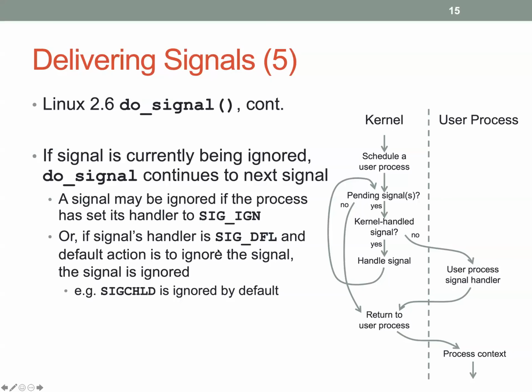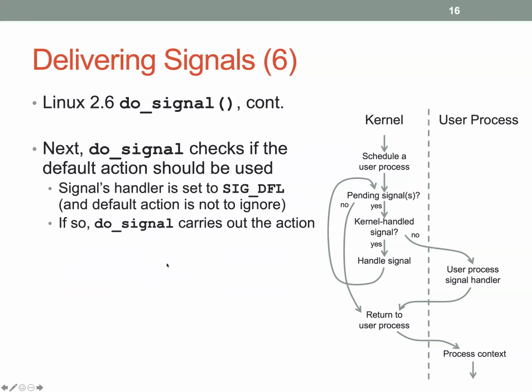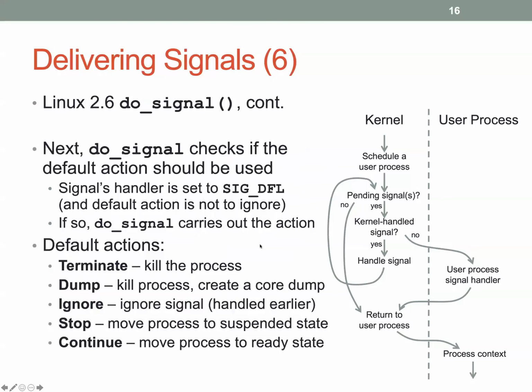So yeah, and then there's a few others. SIG_DFL for SIGCHLD is just to ignore. Let's see, do_signal will check if the default action should be used. There's various default actions. Now I want you to look at this because it turns out that some of the default actions are pretty easy to implement. So terminate: kill the process. That's easy. I never have to really go back into the process context.